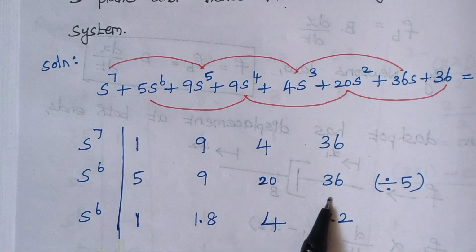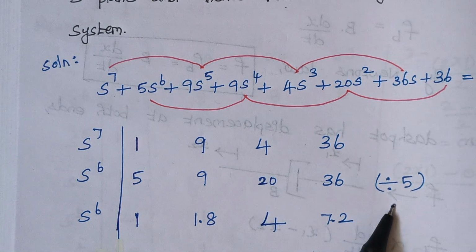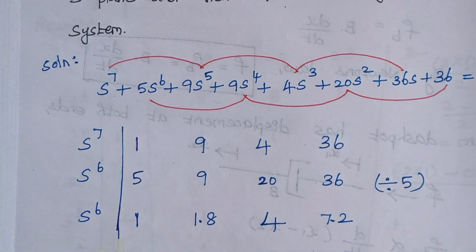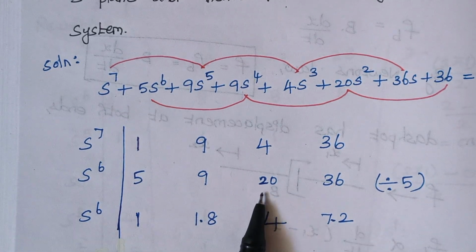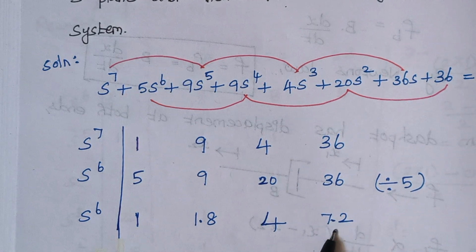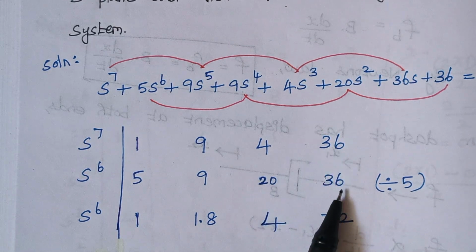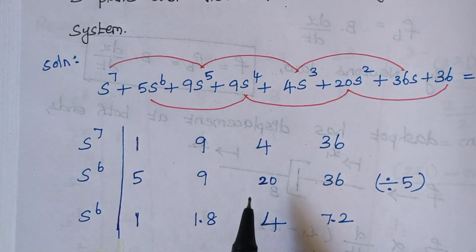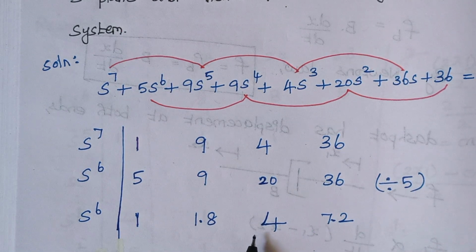Since this row has bigger numbers, I am dividing this row by 5. So when you divide this by 5, what happens? 5 by 5 is 1, 9 by 5 gives 1.8, 20 by 5 is 4 and 36 divided by 5 will give you 7.2. Right. Why are we doing this? Just to simplify, just to make our calculation easy. You see, when you multiply 20 into 36 minus 36 into 4, the number will be quite big. So when you divide, our calculations will be very easy.